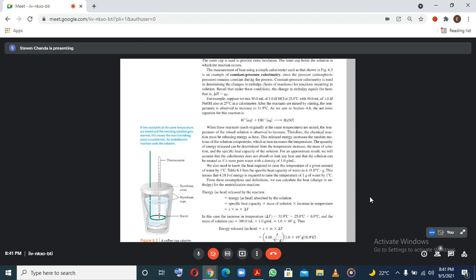So this kind of calorimeter that we are talking about, the coffee cup calorimeter, is an example of a constant pressure calorimeter. The reason is that the atmospheric pressure remains constant throughout the process. So there is nothing like you compress the cup or add pressure to the cup. You're just using the atmospheric pressure, the air pressure around. So it's a constant pressure calorimeter.